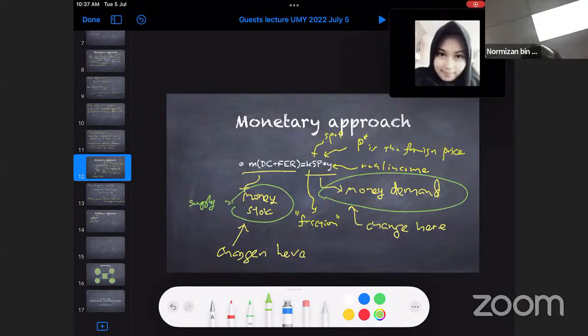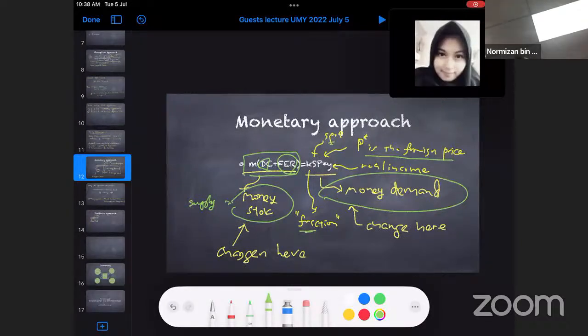Okay, so here we have the money stock. There is domestic cash, and then foreign exchange reserve. And then here is the money demand. There is the fraction that households want to hold as money, and S is the spot rate, and P asterisk is the foreign price, and Y is real income. We need to learn a lot about the balance sheet of the central bank and so on in order to create these equations, but I just give a simple one.